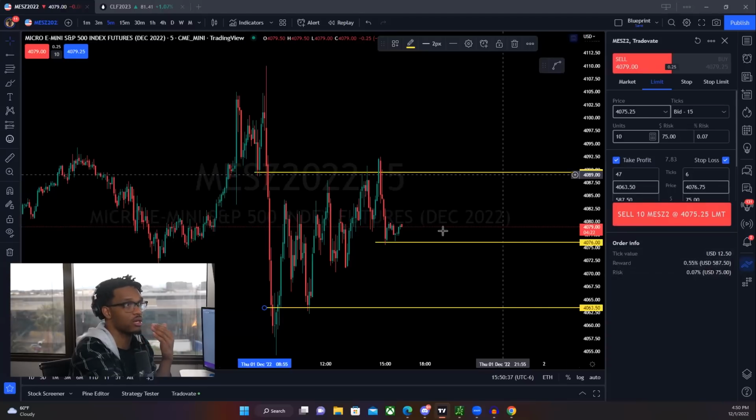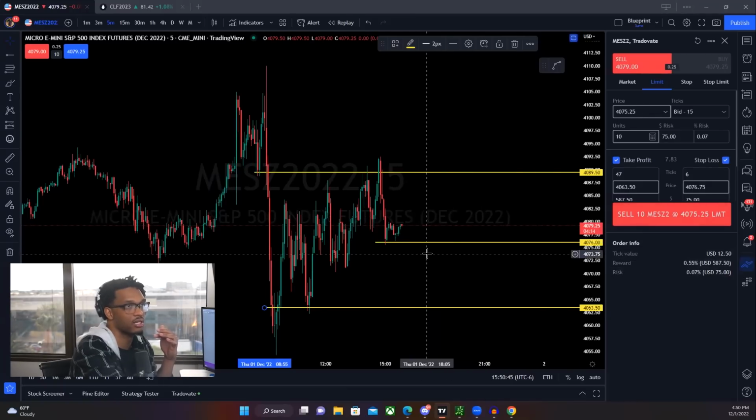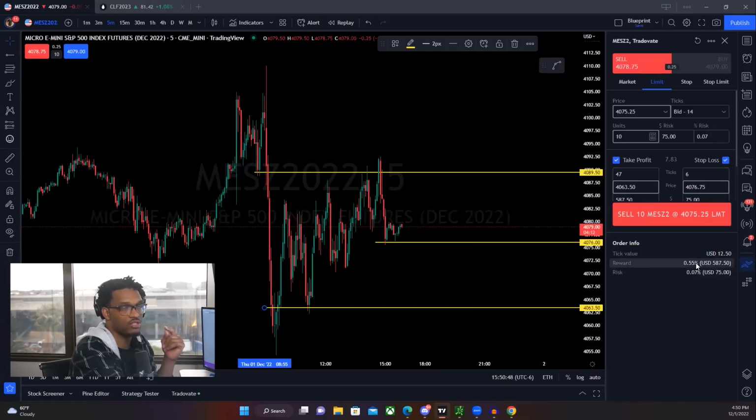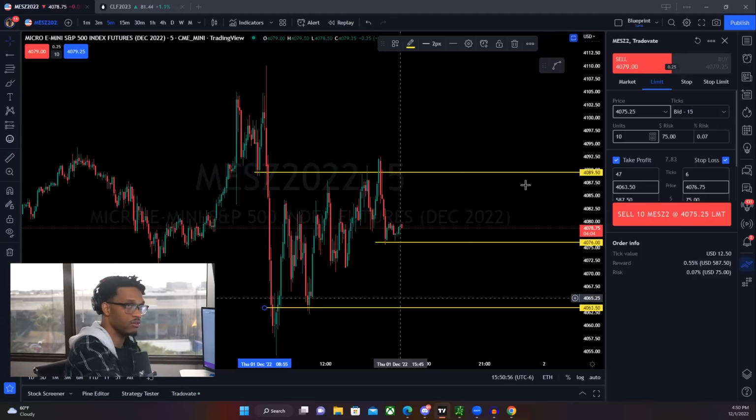This is a limit order, so if I were to press this sell limit, I wouldn't get filled until it hit my limit order, so 40.75.25. And it would automatically trigger a stop loss and trigger a take profit. So the trade's completely automated. I don't have to worry about anything else, which is what I love about futures.